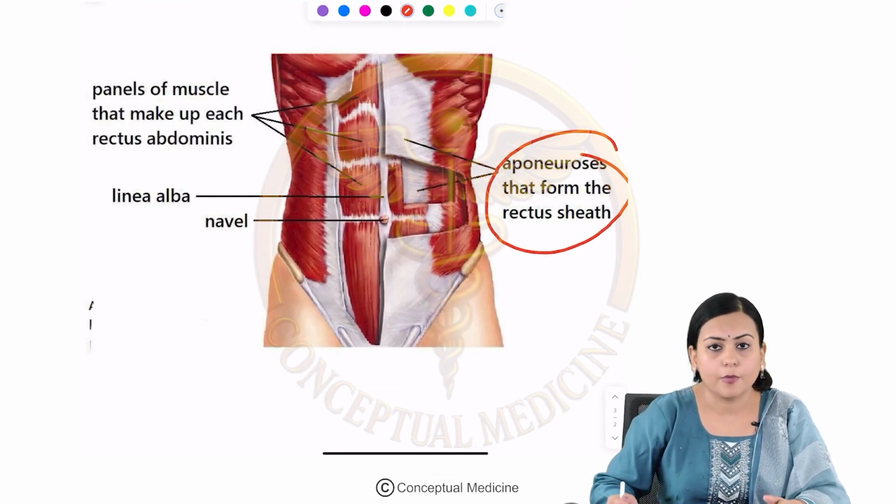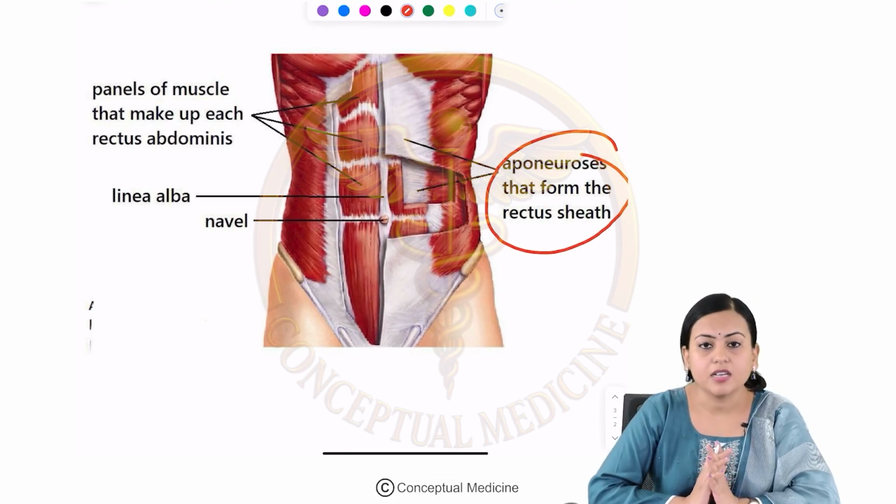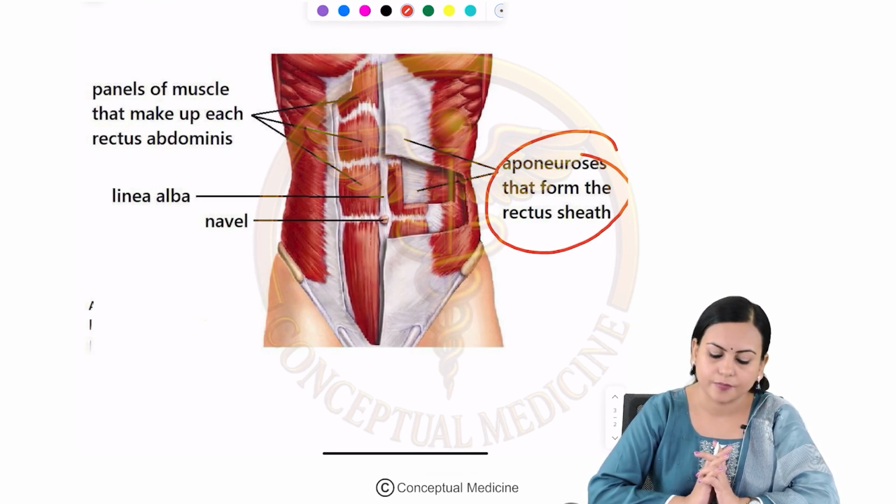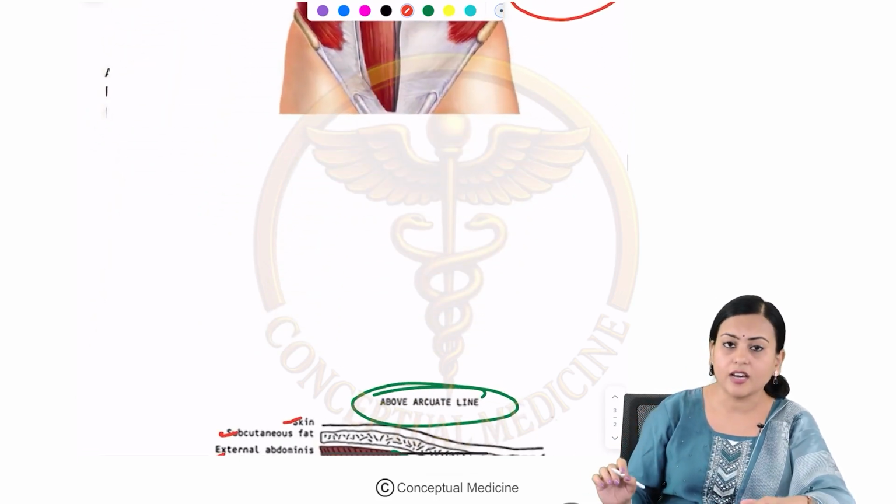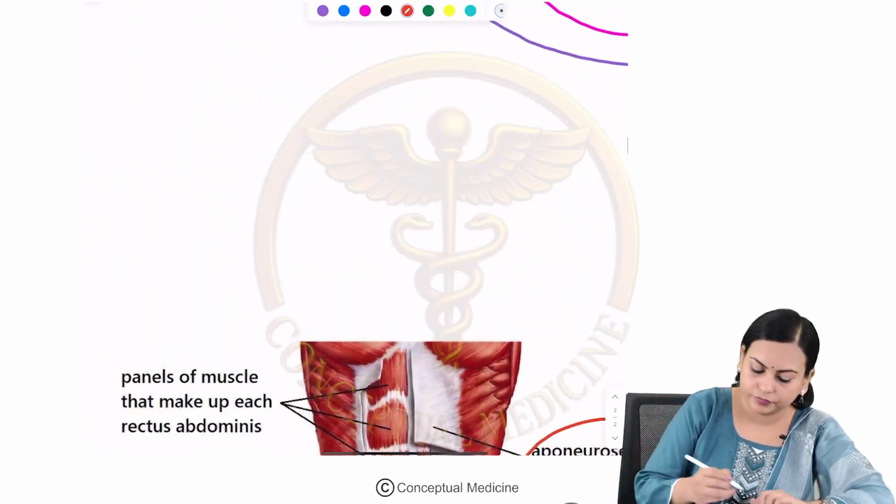Also, you have to know about linea alba. Linea alba is the thickening of the rectus muscle sheath that extends from the xiphoid process to the pubic symphysis. Now, what are the contents of the rectus sheath?